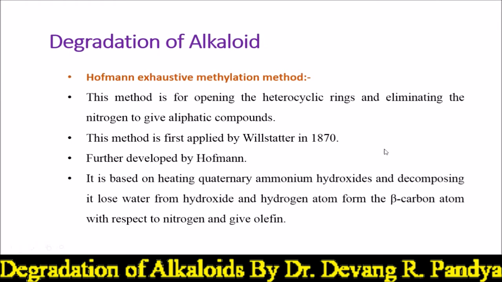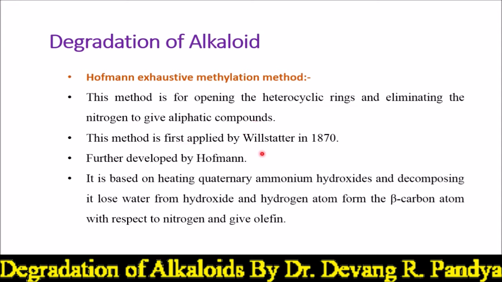The degradation of alkaloids, in which first we are going to see the Hofmann degradation. In this Hofmann degradation, we are going to perform the exhaustive methylation method. This method is for the heterocyclic ring opening process. That means how we will cleave the heterocyclic ring and eliminate the nitrogen to give only a simple aliphatic compound. That is how we perform the degradation for ring opening reaction of heterocyclic compounds. We want to eliminate nitrogen to give an aliphatic compound.